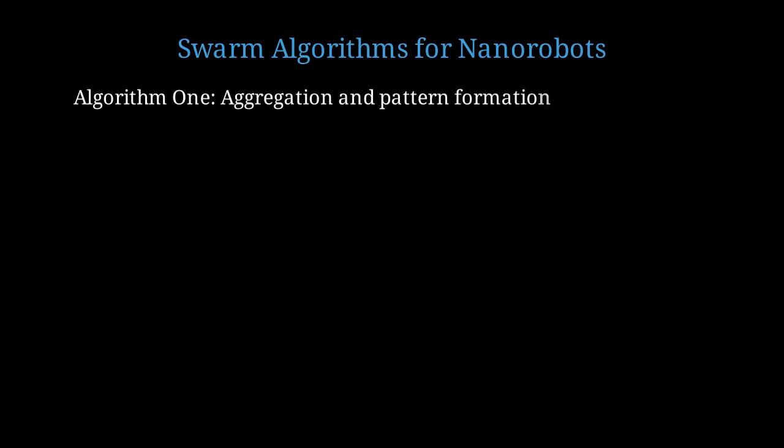Aggregation: nanorobots use local attraction rules to form clusters or specific patterns. This is useful for concentrating at a target site or creating functional structures like temporary barriers. The aggregation force on robot i is the sum over neighbors j of a weight function w of the distance r_ij, times the position difference. The weight function typically has a short-range repulsion and longer-range attraction.